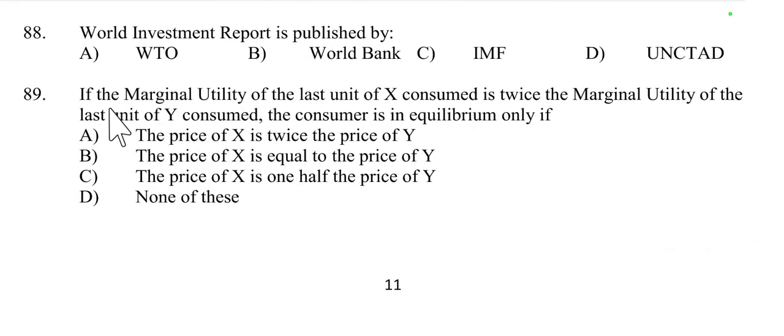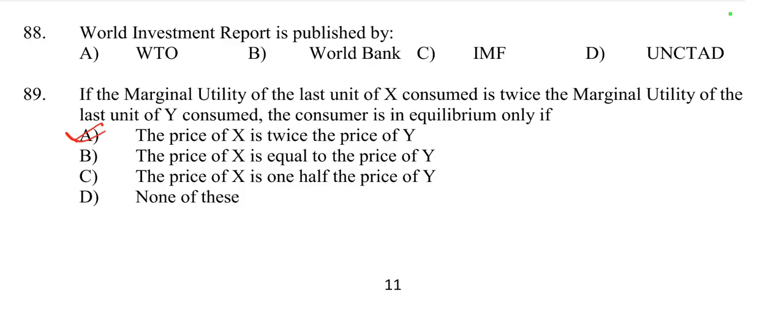Then question number 89, if the marginal utility of the last unit of X consumed is twice the marginal utility of the last unit of Y consumed, then the consumer is in equilibrium only if the price of X is twice the price of Y, or the price of X is equal to the price of Y, or the price of X is one half of the price of Y. The question says the marginal utility of the last unit of X is twice that of Y.